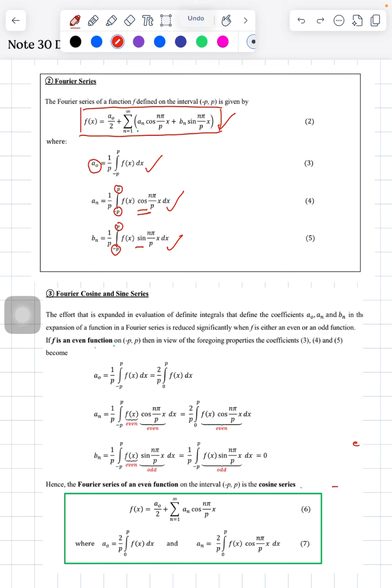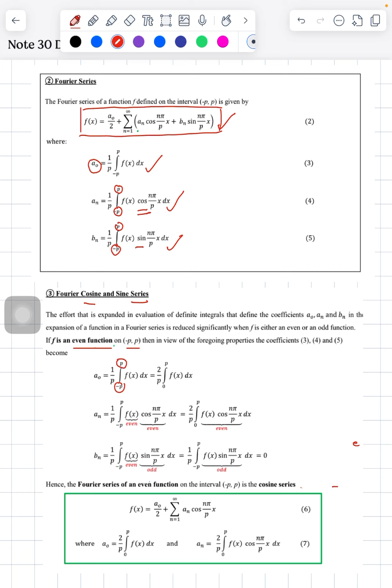Okay, now Fourier cosine and sine series. Okay, if we have an even function on the interval negative p to p, to compute a naught, we have the formula 1 over p, the integral of f(x) dx from negative p to p.